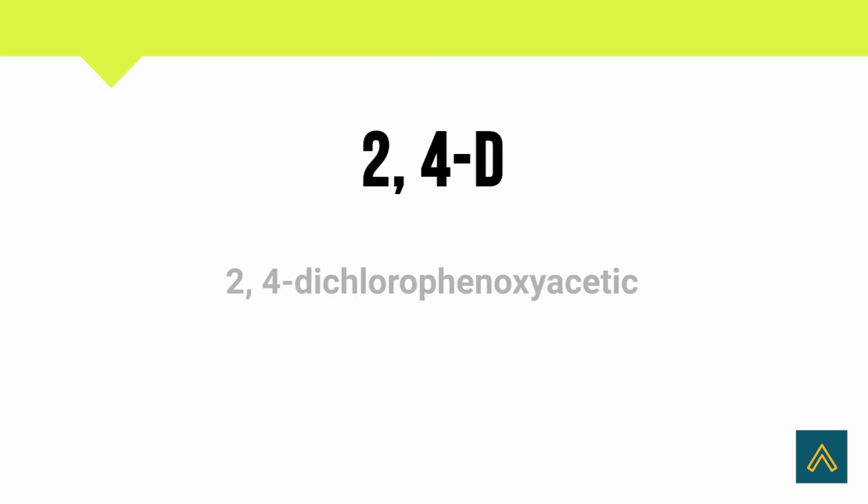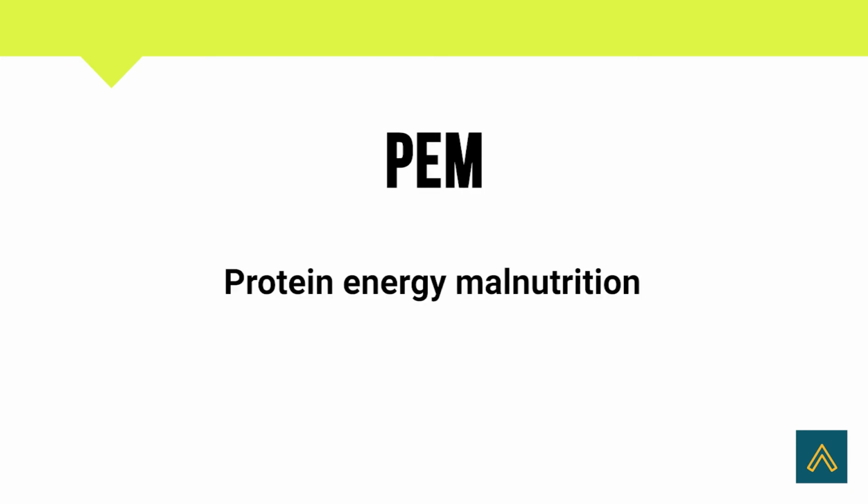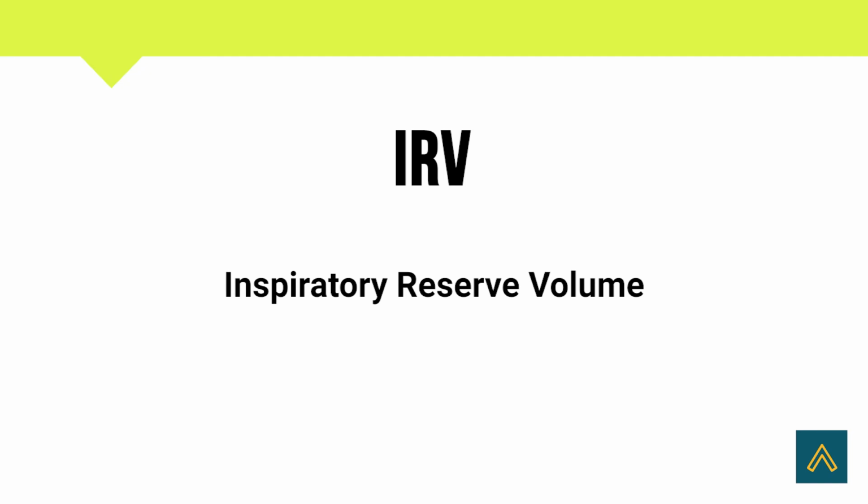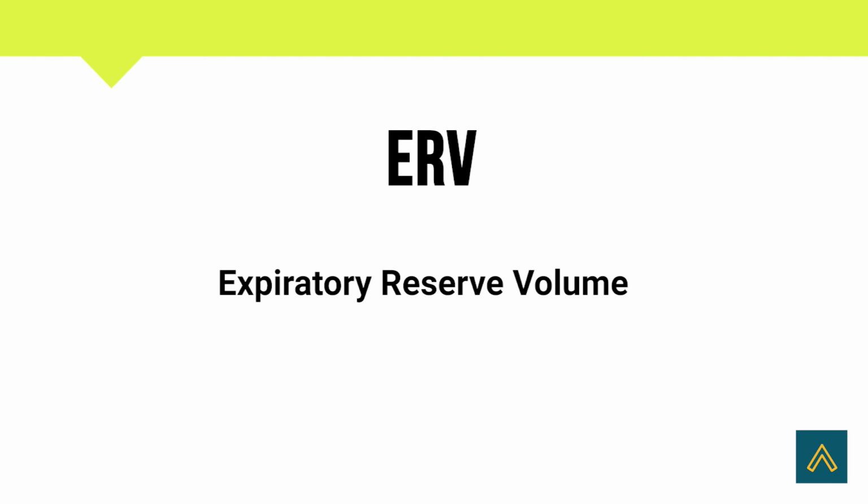2,4-D. The full form of 2,4-D is 2,4-dichlorophenoxyacetic acid. PEM. The full form of PEM is protein energy malnutrition. TV. The full form of TV is tidal volume. IRV. The full form of IRV is inspiratory reserve volume. ERV. The full form of ERV is expiratory reserve volume.